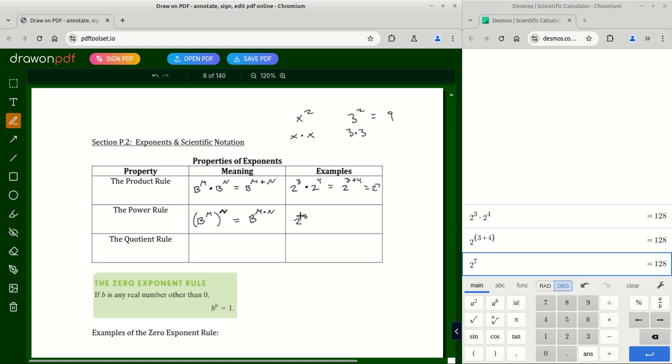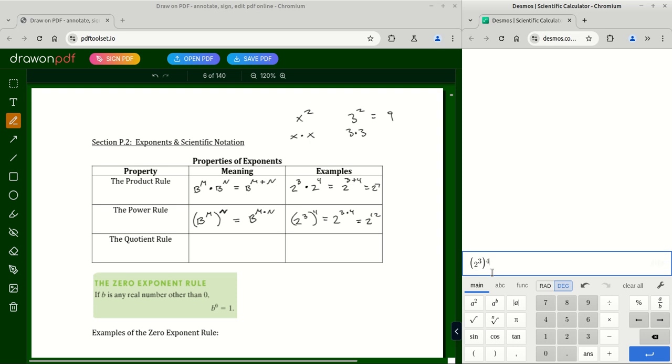So I got 2 cubed and then to the 4th. I'm going to multiply them now: 2 to the 3 times 4, and 3 times 4 is 12. Again, I want to prove that all this is the same. I got 2 cubed, and I want all this stuff to the 4th power. Then I can do the same thing by saying, hey, what about the 12? So there you go. Cool.